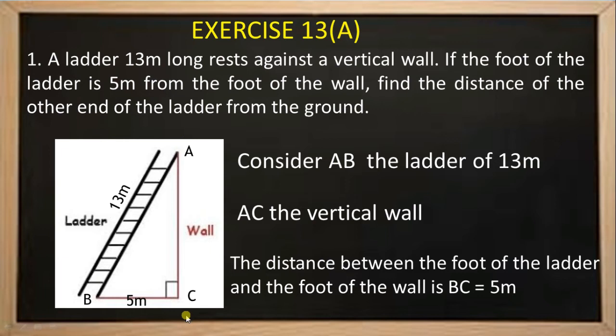That means in this diagram, AB represents the ladder, AC represents the vertical wall, BC is the distance between the foot of the ladder and the foot of the wall. As it is asked in the question, we need to find the distance of the other end of the ladder from the ground, that is nothing but AC, which we need to calculate.